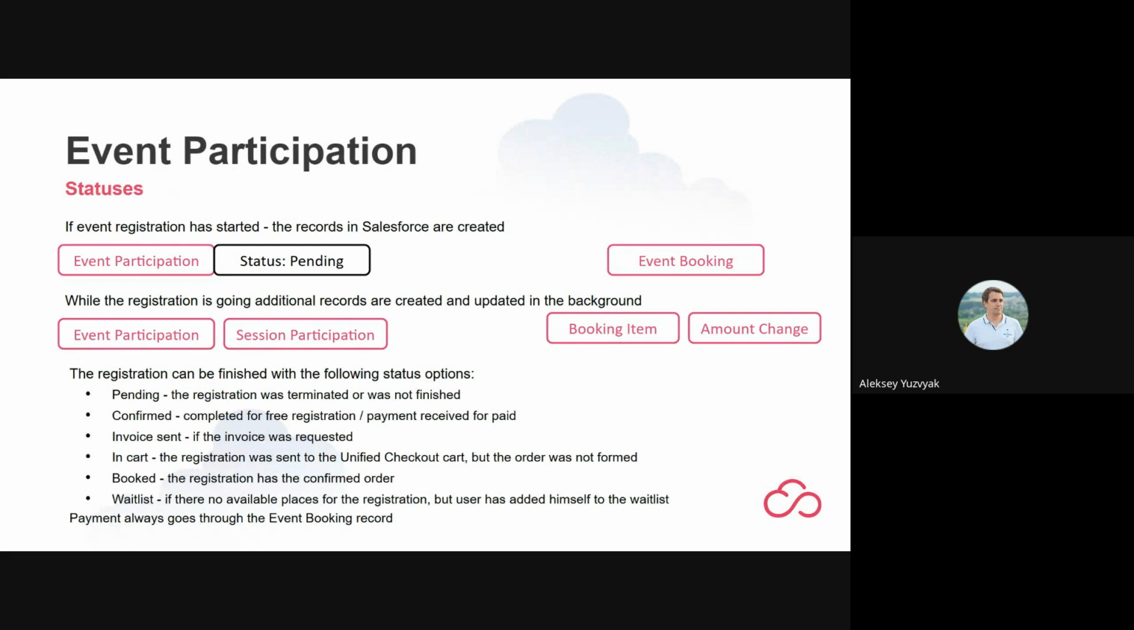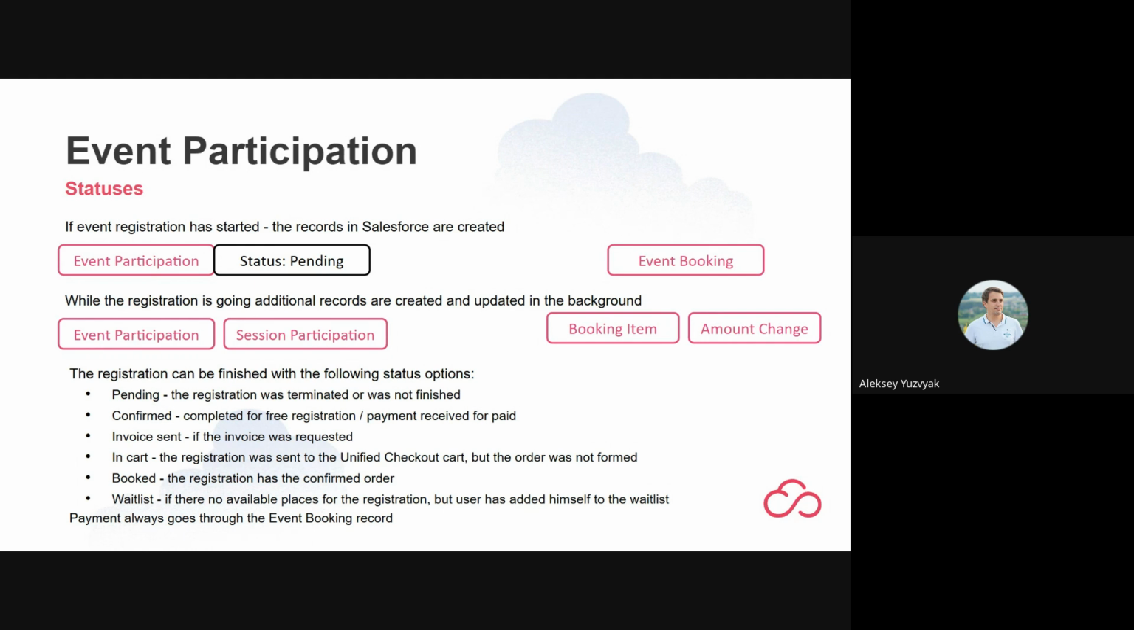And waitlist. Waitlist is when a user signs up himself for the waitlist. For example, there are no available places in the main capacity, and this user has added himself to the waitlist, so the status will be visible on event participants.